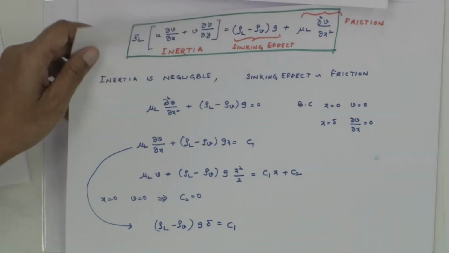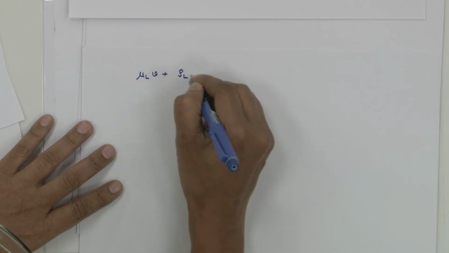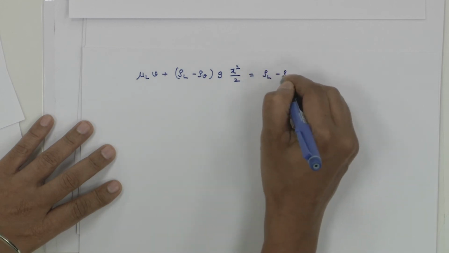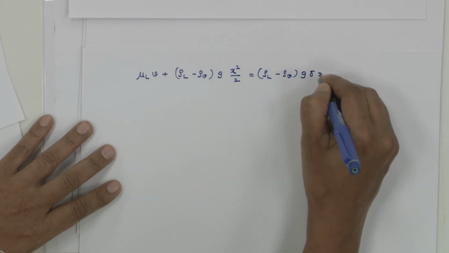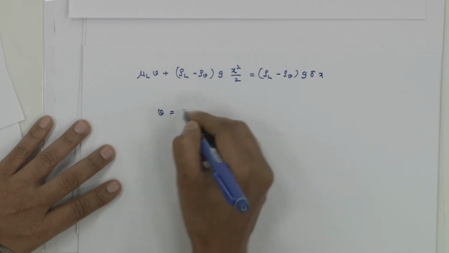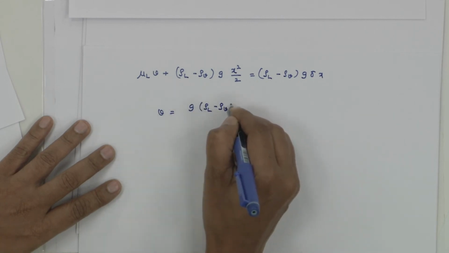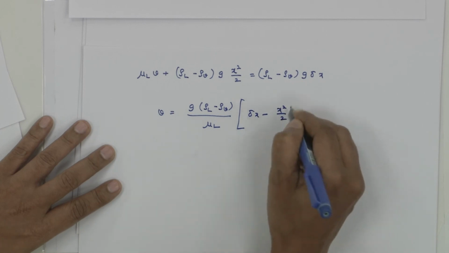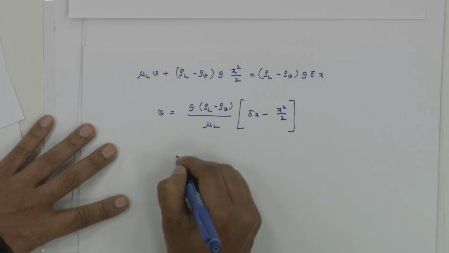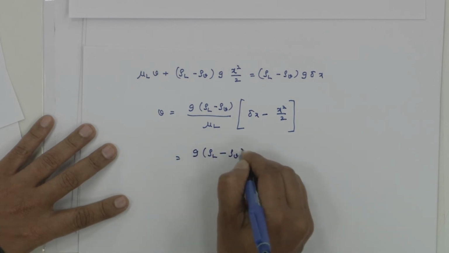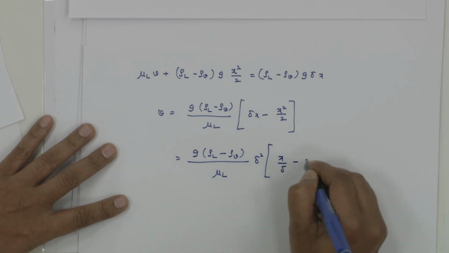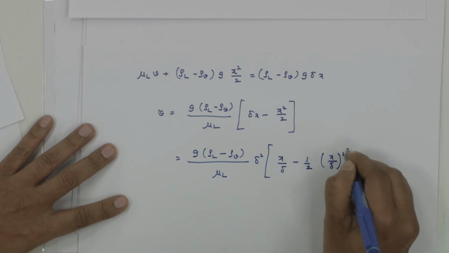So if I substitute these two, C1 and C2, in my equation, I get mu L v plus rho L minus rho v into g x squared by 2 equal to rho L minus rho v into g into delta into x. So v equal to g into rho L minus rho v upon mu L into delta x minus x squared by 2. Now if I take g into rho L minus rho v upon mu L and take out delta squared as common, I get x by delta minus half of x by delta squared, that is my v.